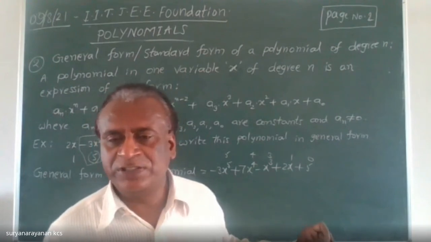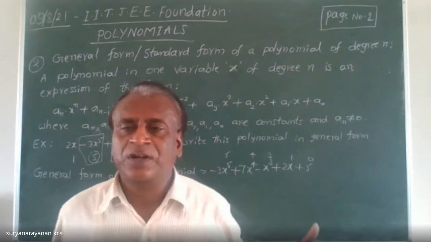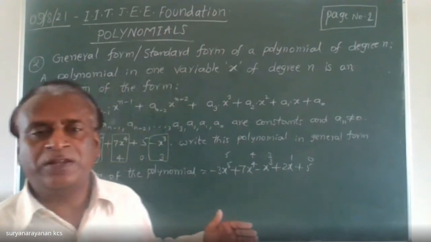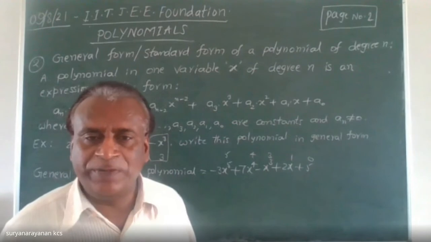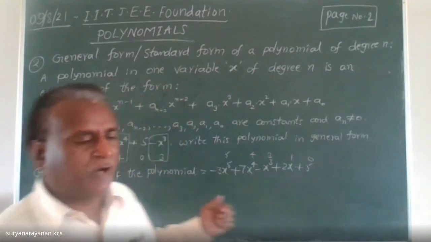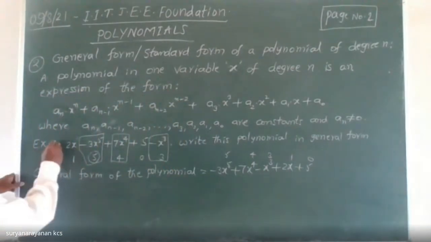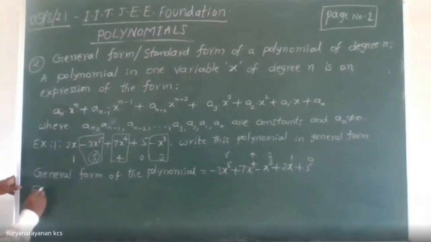Got this point, my dear children? How to write a given polynomial in the general form or standard form of a polynomial. I will ask you another example.